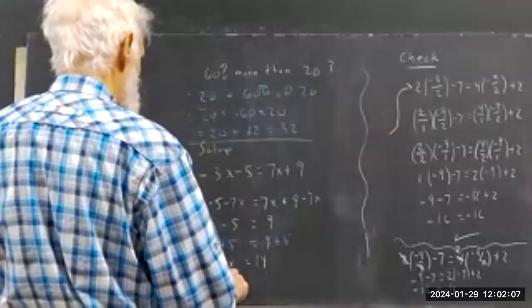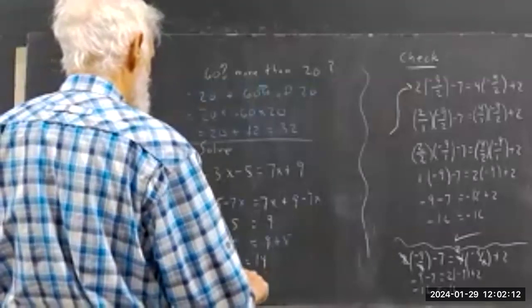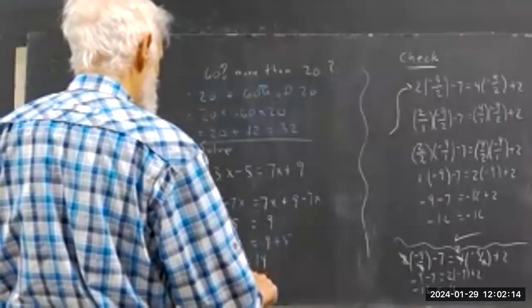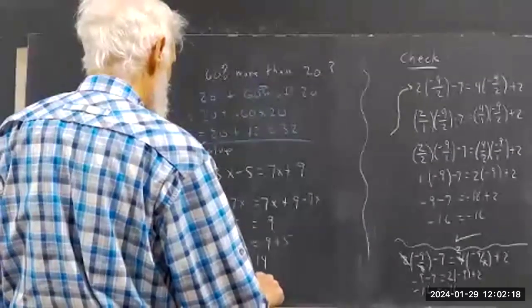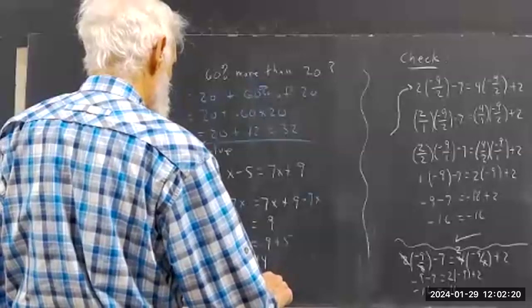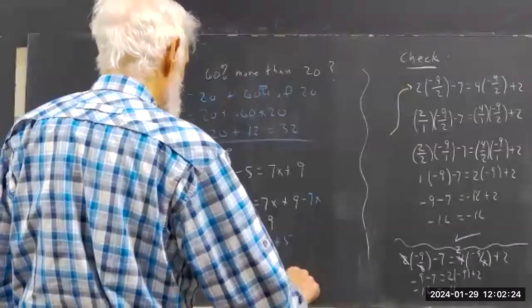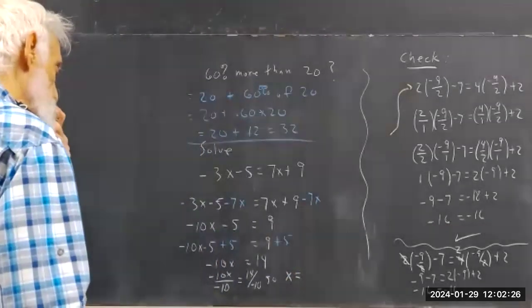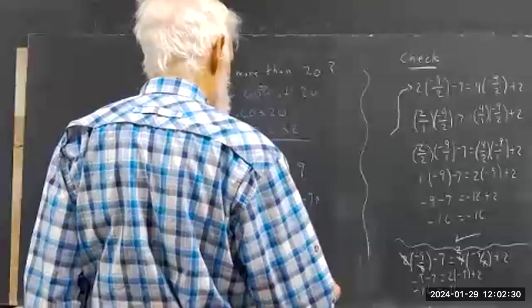And negative 10x over negative 10 equals 14 over negative 10. I don't have room to write it below, but so x equals negative 14/10.